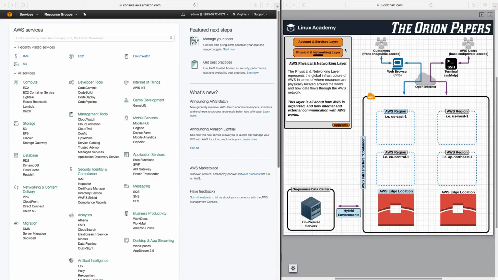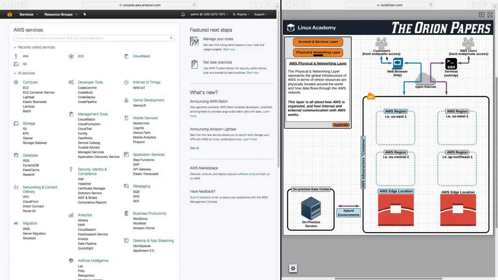As we talked earlier about the account and services layer and how we manage services through the console or the CLI, here we're going to talk about how physically AWS is set up around the world, meaning where their actual hardware is located that we're using, and then how both customers and AWS users interact and manage with that from a networking standpoint. So if we look up top here, we see we have two groups now.